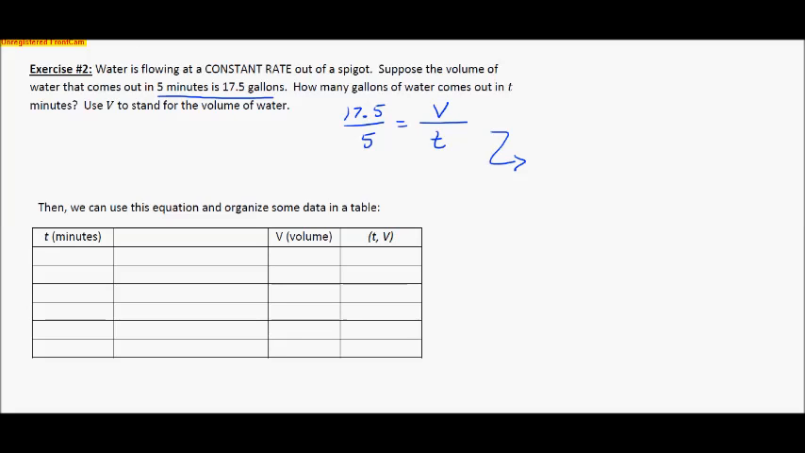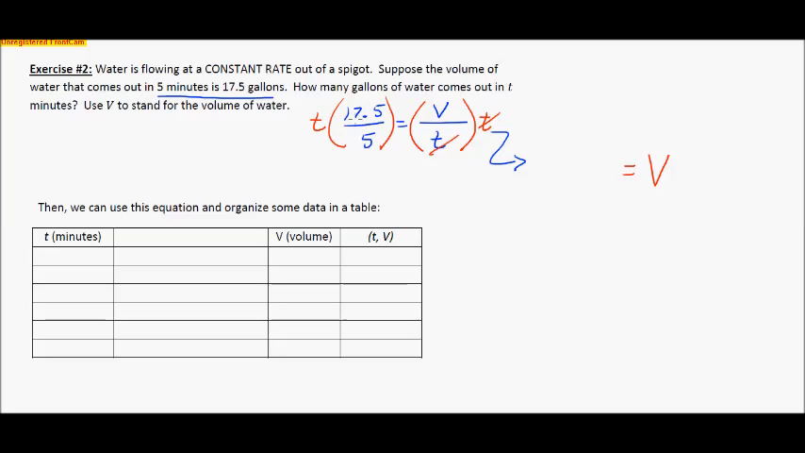I'm going to switch over to red here so that you can see this is the algebra that I'm doing. I'm going to multiply this side of the equation by T, and I'm going to multiply this side of the equation by T. So that means these T's here are going to cancel. So I have a big V over there, that stands for volume.